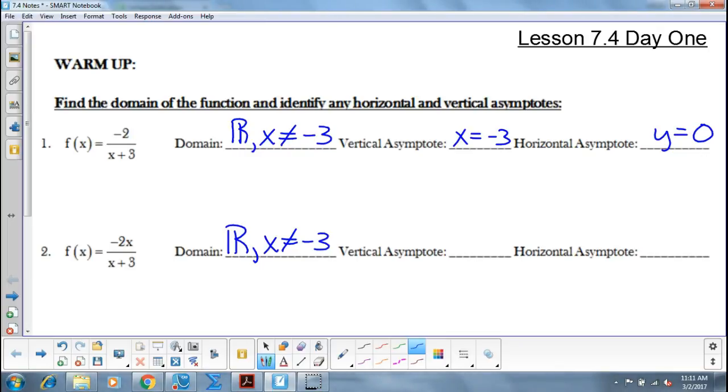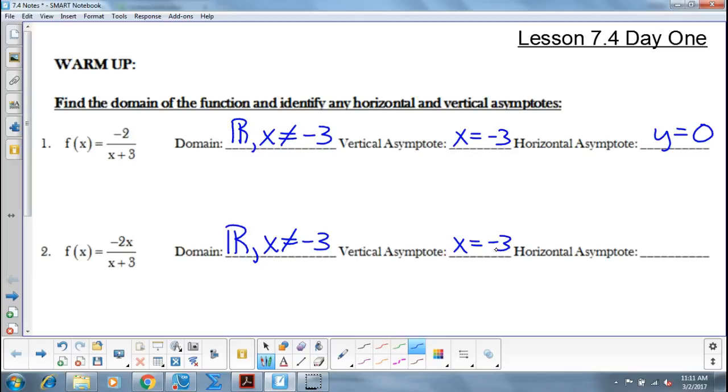It's the same denominator, so it should be the same domain. Okay. Which means same vertical asymptotes, right? X equals -3. Okay. Horizontal asymptote in number 2? Y equals -2. I like that, because what's the degree of the top?